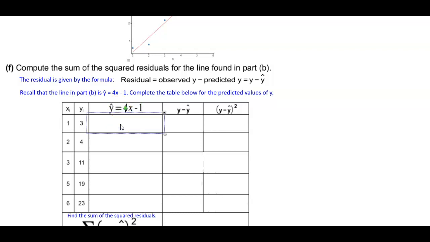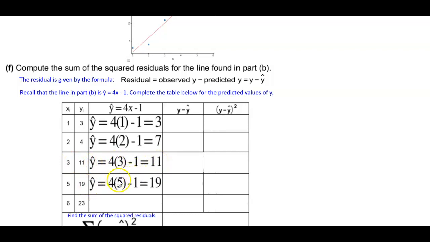So let's go ahead and do that. If we take 4, multiply that by 1, which is 4, minus 1 gives us 3. So the predicted y value is going to be 3. Same thing here, if we plug in 2 for x, 4 times 2 is 8, minus 1 is equal to 7. So the predicted value of y is going to be 7. Here we take 4 times 3, which is the x value, which is 12, minus 1, which gives us 11.